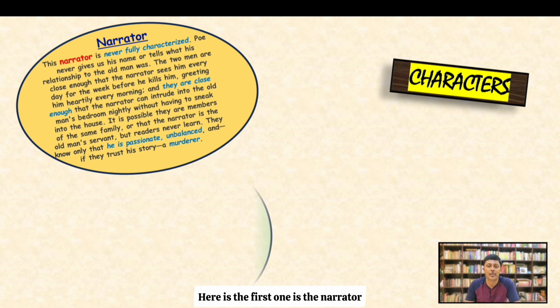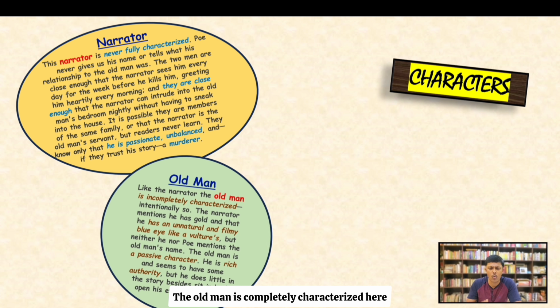The first one is the narrator. The second one is the old man. The old man is completely characterized here, and he is characterized intentionally. Why? Because he has an unnatural, filmy blue eye, like a vulture's. There is a reference to the vulture's eye with the old man, which the narrator himself mentions many times.